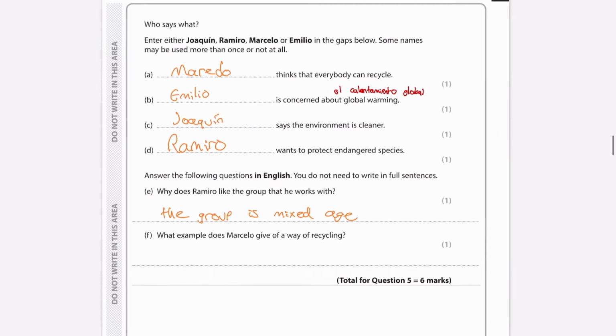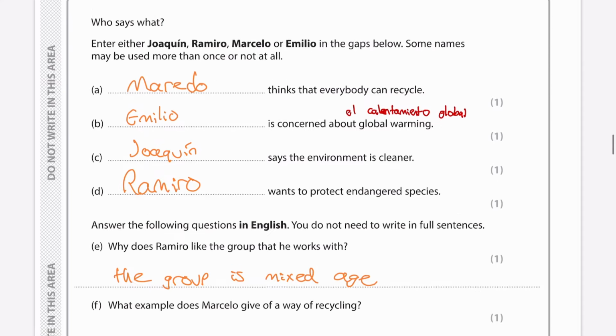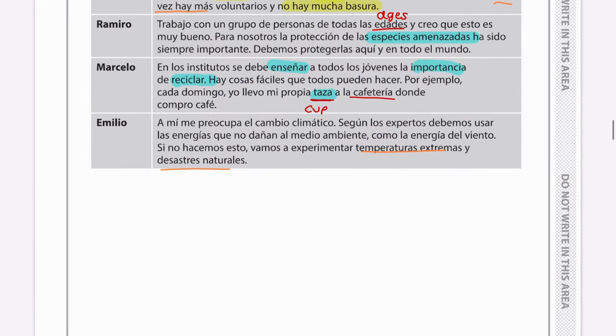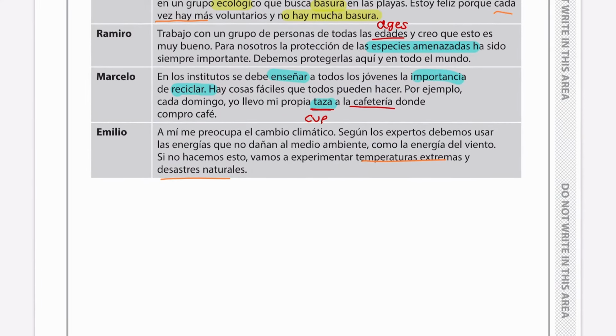What example does Marcelo give as a way of recycling? Doesn't he say he brings his own cup for coffee? Let's pick up that one. So Marcelo, llevo mi propia taza. He brings his own cup to buy coffee.